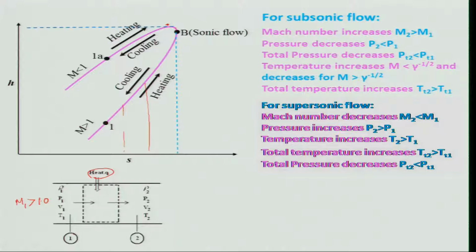because heat is being added. So, in case of supersonic flow, what will happen? The Mach number actually decreases, that means M2 is less than M1, and pressure increases, P2 is greater than P1, and temperature increases, T2 is greater than T1, and total temperature of course increases all the time, and total pressure decreases, in both cases, whether it is a subsonic flow or a supersonic flow.